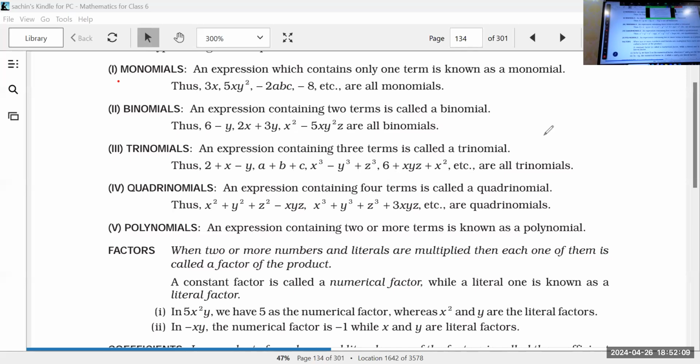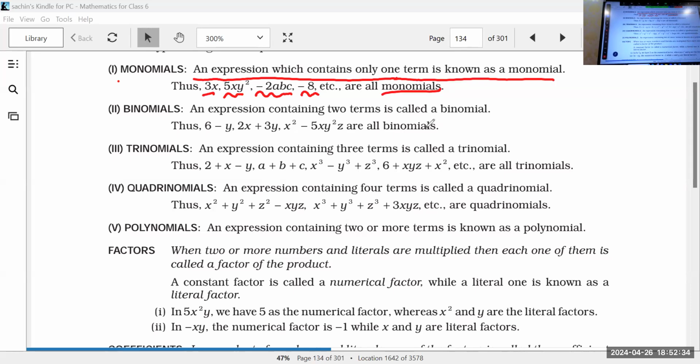All right, let's see. A monomial. An expression which contains only one term is called a monomial. For example, 3x, one term. 5xy square, this is also one term. Minus 2abc, again one term. Minus 8, again. All are called monomials.